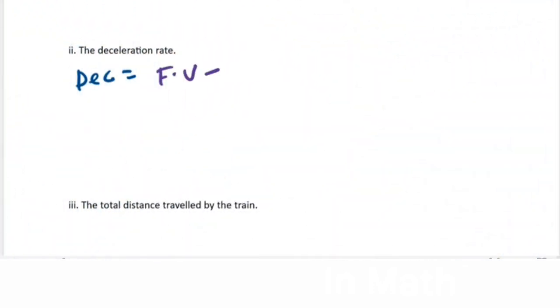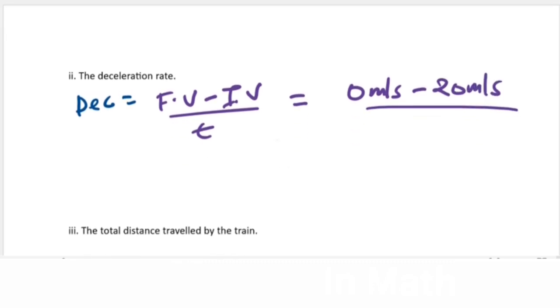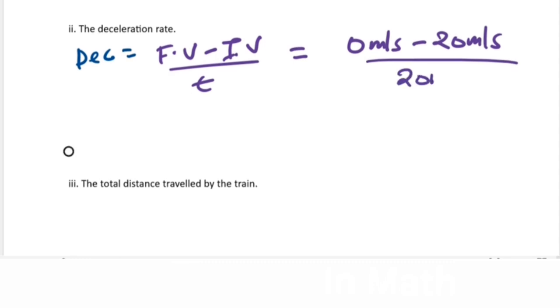Number 2, deceleration rate. That is final velocity minus initial velocity over time. Final velocity is 0 meters per second. Initial velocity is 20 meters per second. Time taken is 20 seconds. That is negative 20 meters per second divided by 20 to give negative 1 meters per second square.